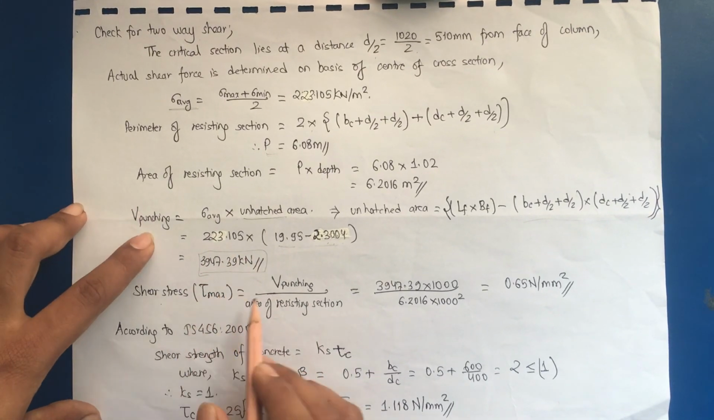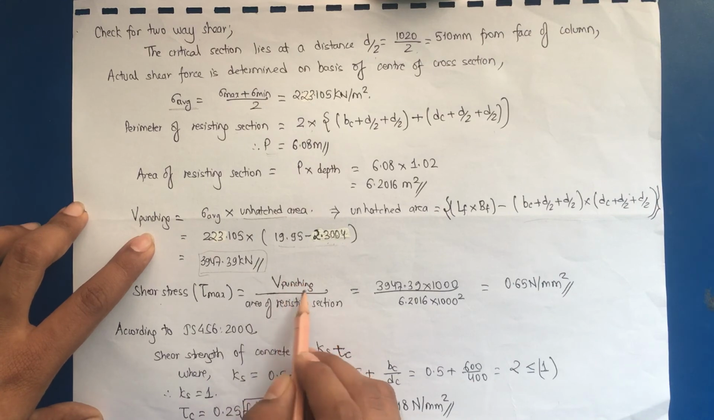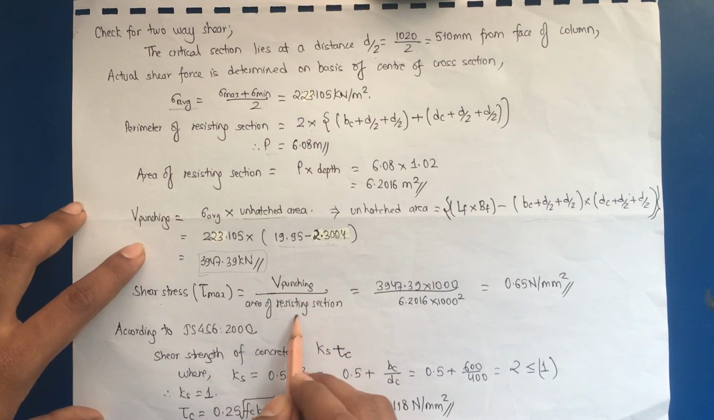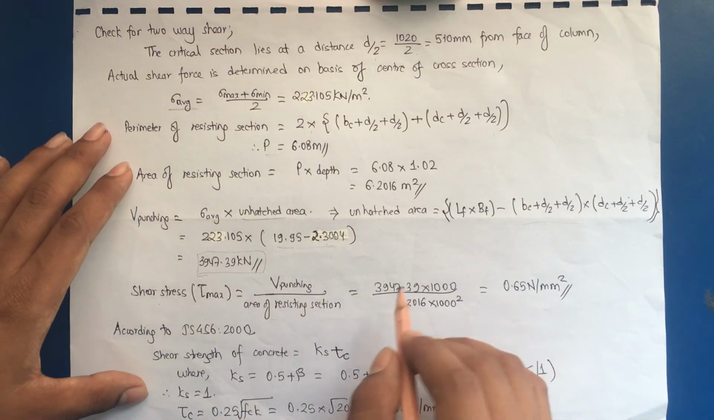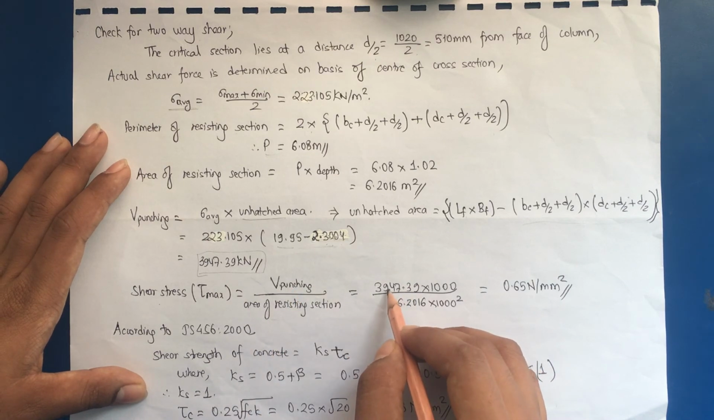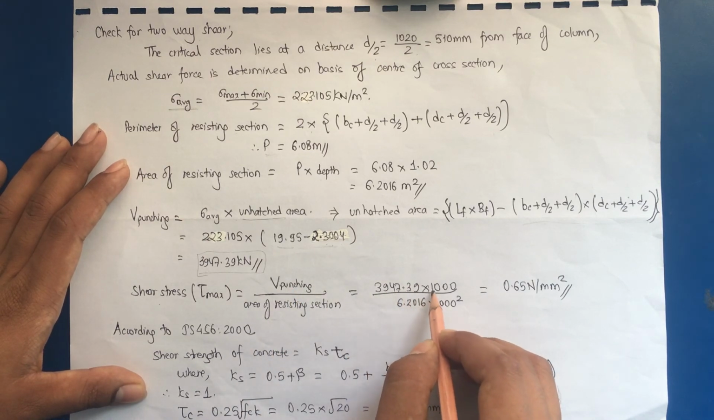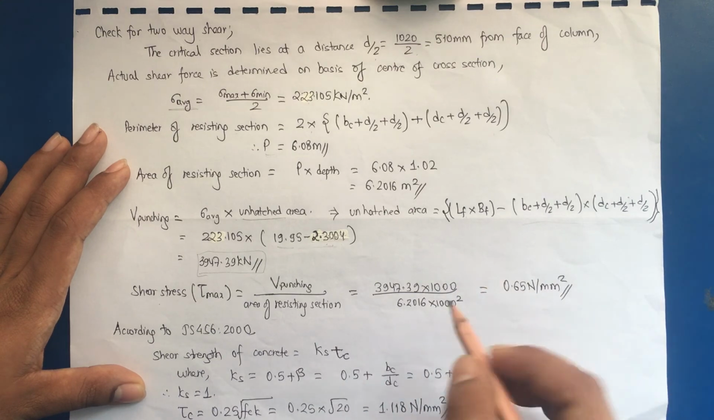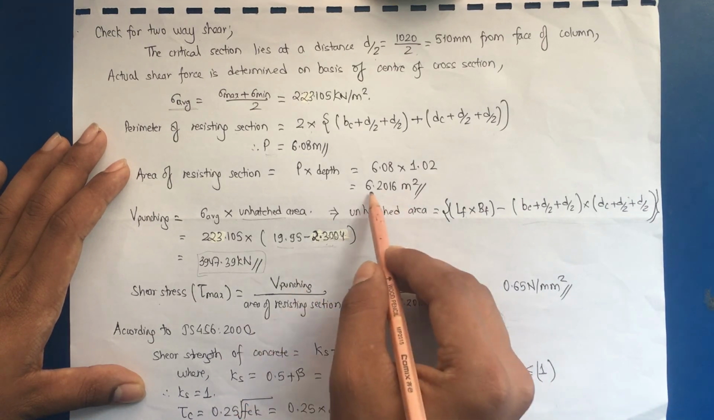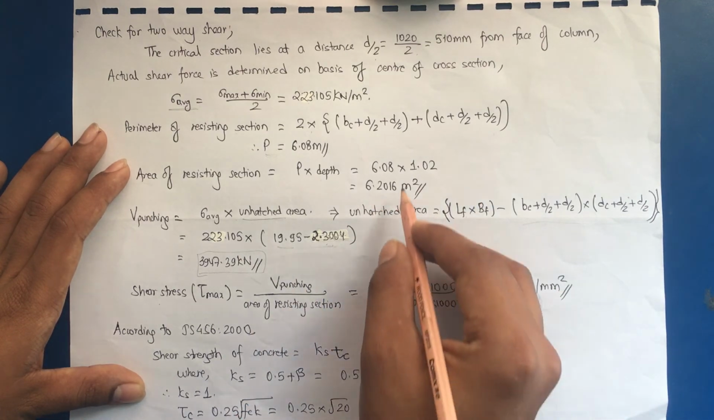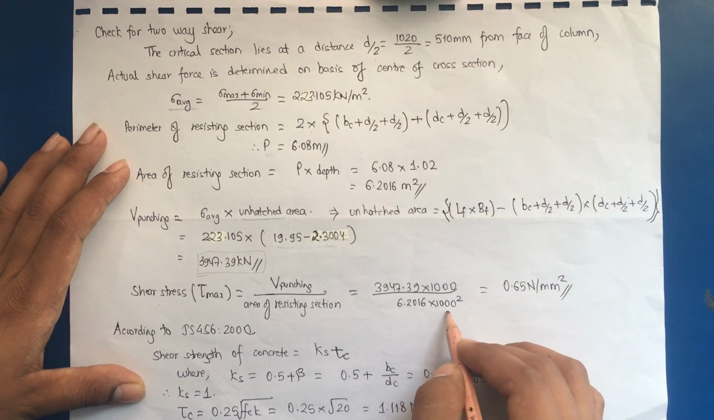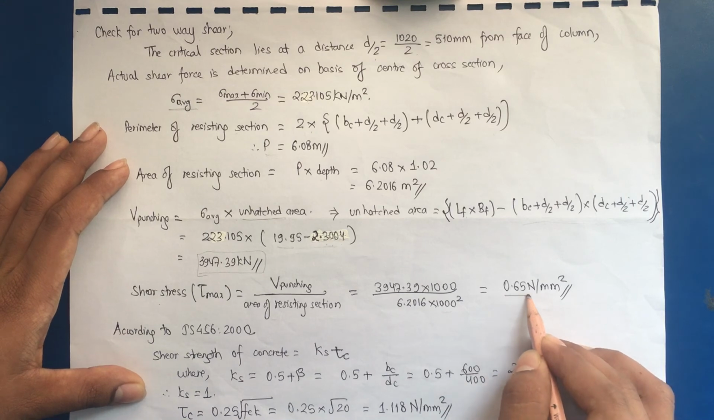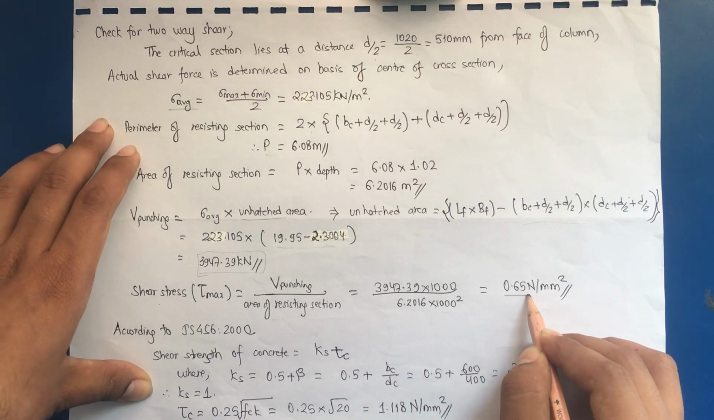Now shear stress is equal to shear force divided by area of resisting section, and V punching is equal to 3947.39 into 10 into 1000, that is converting into Newton, divided by area of resisting section, which we have already done, 6.026, converting this into mm, so 1000 square, this comes at 0.65 Newton per mm square.